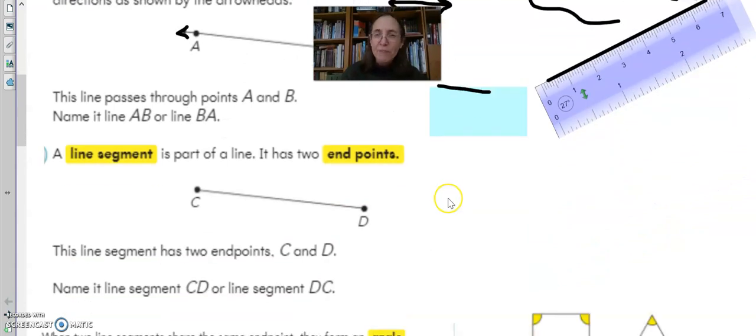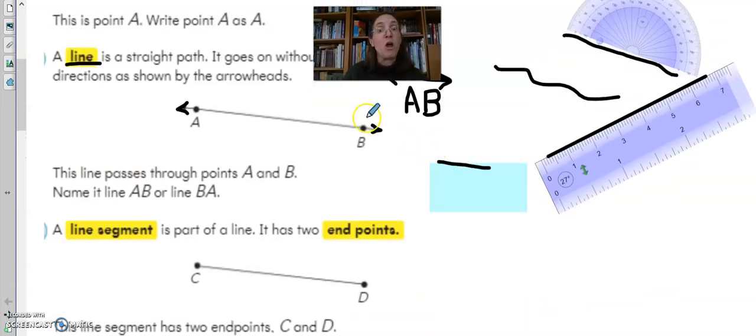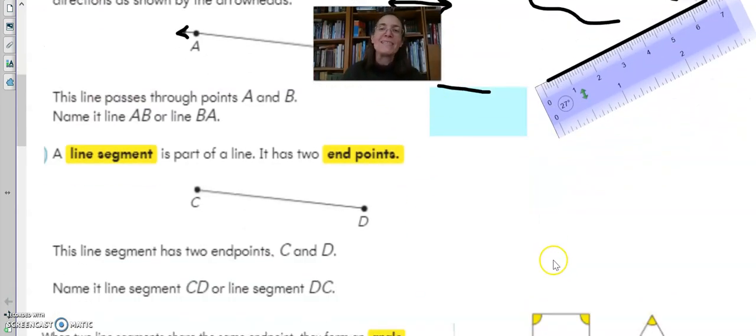But in real life, there's no way to draw an actual line because it goes on forever and ever in both directions, right? So we always draw line segments. We let you know it's a line because of these arrows. But what we generally draw are line segments, which means a piece of a line. It's just a piece or a part. And it will always have 2 endpoints. So here's endpoint C and here's endpoint D.